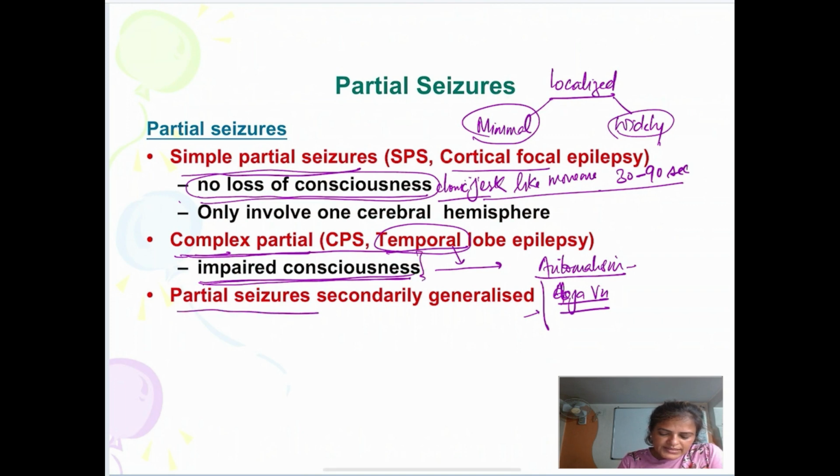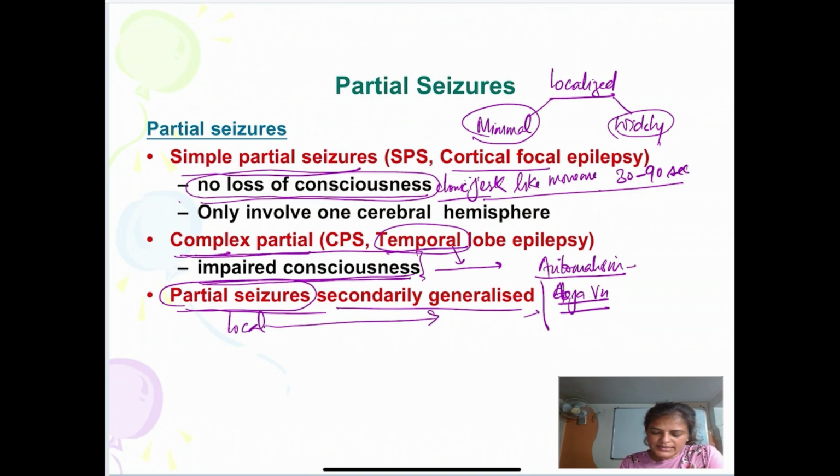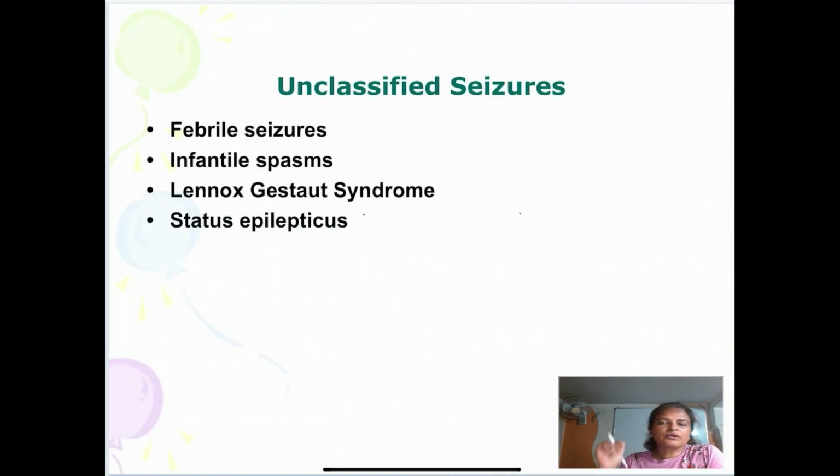Then partial seizure secondarily generalized: here the person starts with a local seizure, and later on it spreads all over, starting with one lobe and then involving both lobes. That is a partial seizure which is secondarily generalized. There are a few seizures which are not classified under partial and generalized seizure, like febrile seizure. This is seen in children below 5 years of age. Here, along with the fever, the child will get convulsions.